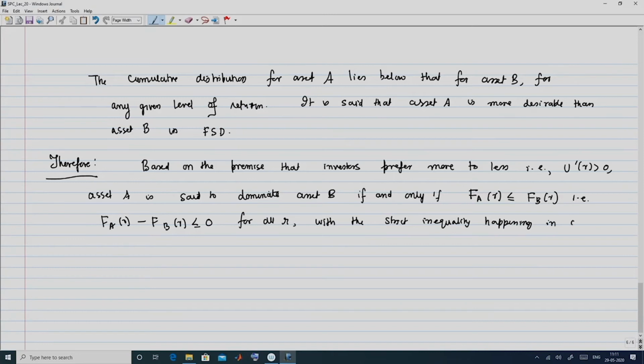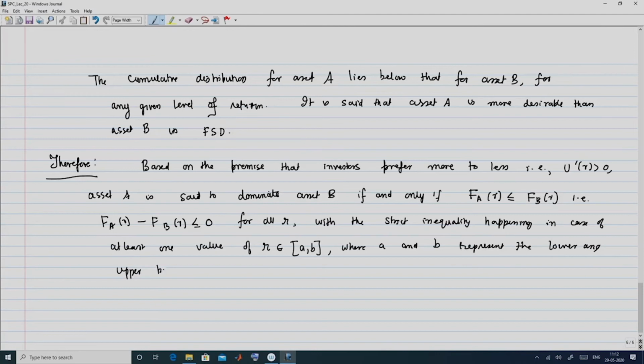in case of at least one value. So, at at least one point of r in the interval a b, the strict inequality must hold, and where A and B represent the lower and upper bound on the return r, the random variable r, which is the return, respectively.